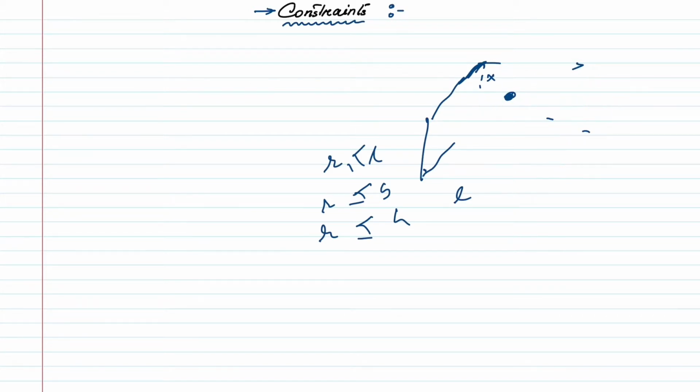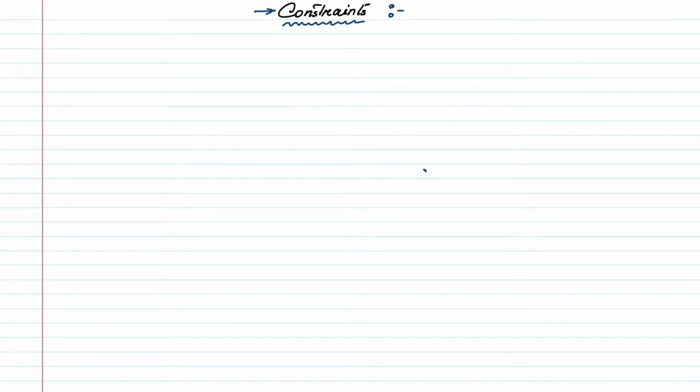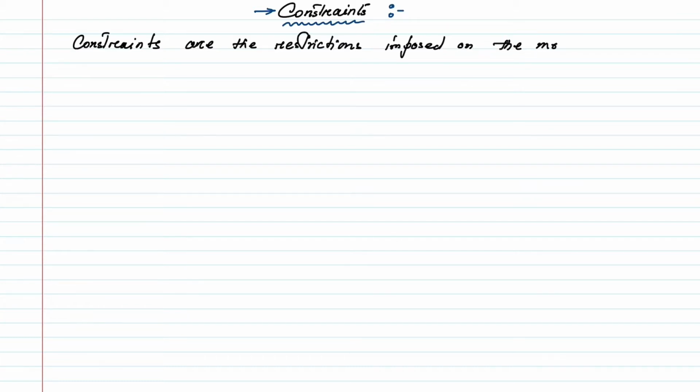So how can we define constraints? We can say constraints are the restrictions imposed on the motion of a system of particles.